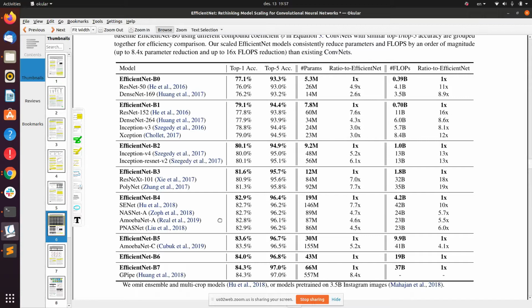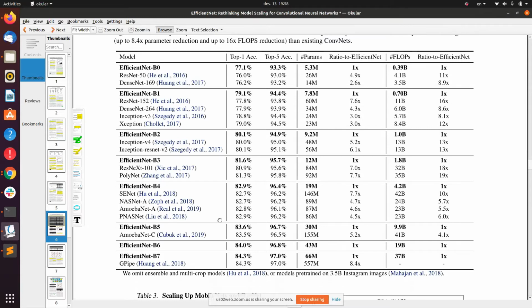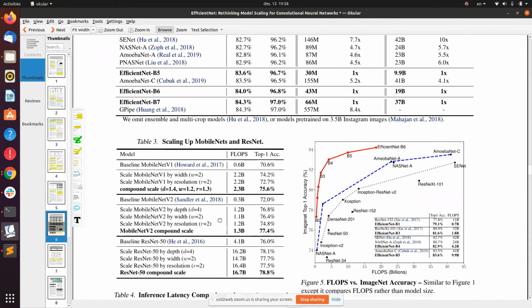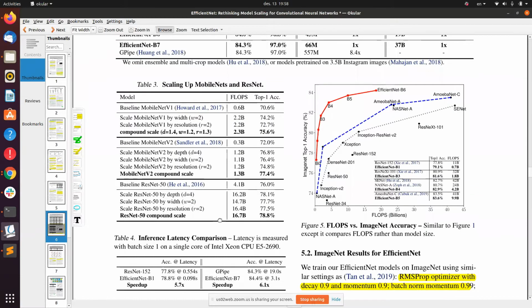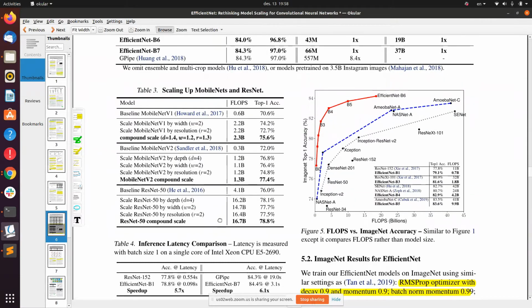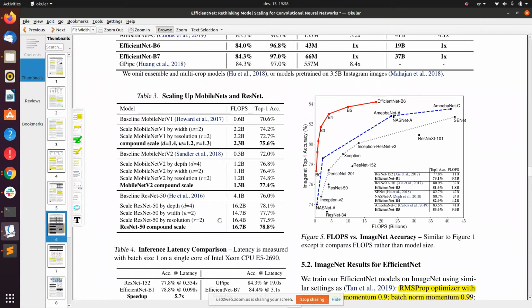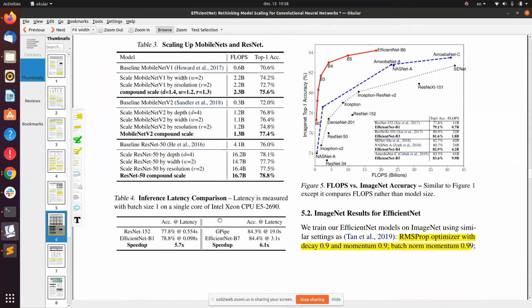So when you see EfficientNet B7, they have compared against GPipe, which is the state of the art before EfficientNet. Like that they have done this. This table shows a good summary of what they have achieved using this approach. This, again, the flops versus ImageNet accuracy, is almost Figure 1 that we have seen at the beginning of the session.